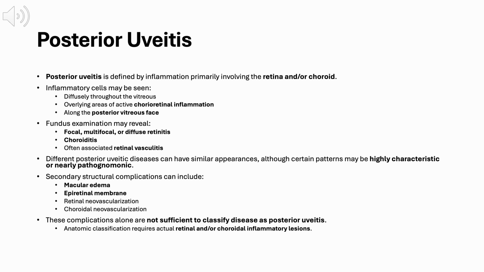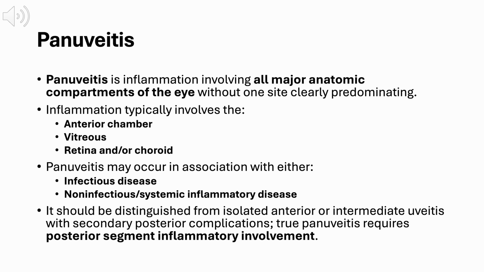Panuveitis is inflammation involving all the major compartments, anterior chamber, vitreous, and retina or choroid, with no single site clearly predominating. It can accompany either infectious disease or non-infectious systemic inflammatory disease. The key distinction, and you'll recognize the theme by now, is to separate true panuveitis from isolated anterior or intermediate uveitis that merely has secondary posterior complications. True panuveitis requires actual posterior segment inflammatory involvement, not just downstream effects like edema. That single rule prevents a lot of misclassification.